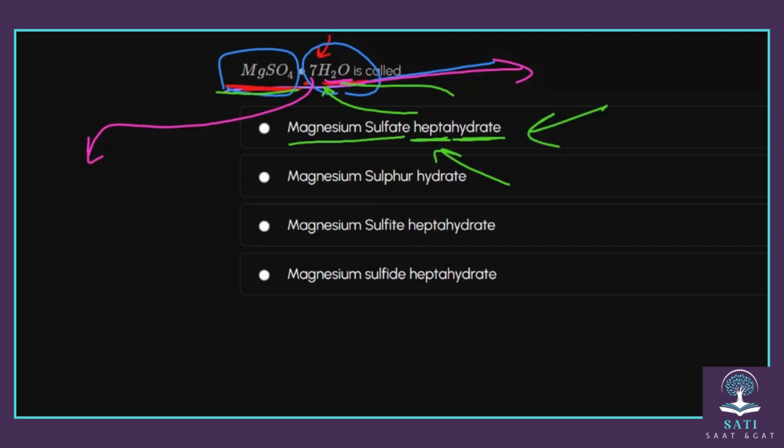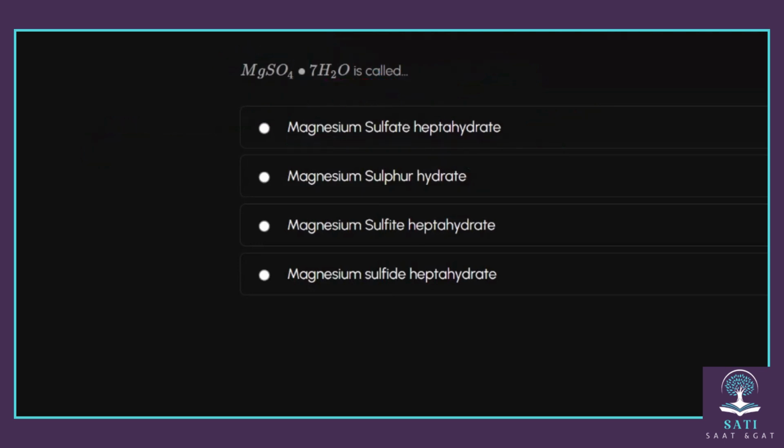So magnesium sulfate, this is the salt alone. Then for the part of water, we read it hydrate, and before hydrate, we write a prefix that mentions the number of water molecules. So the answer here is A.